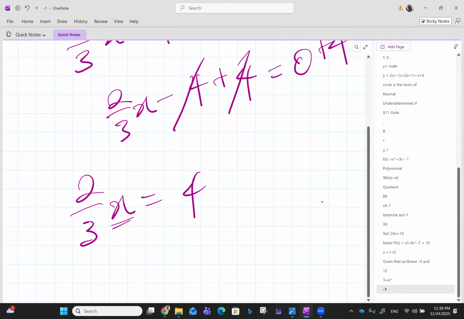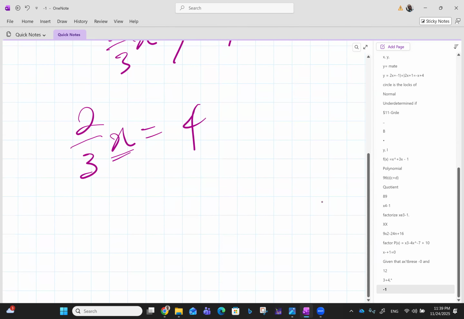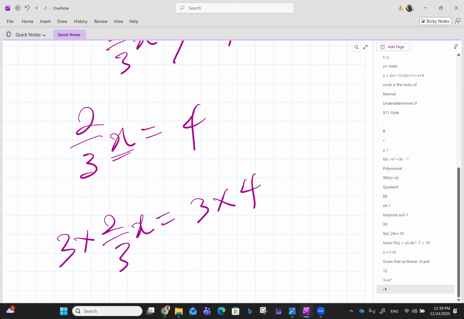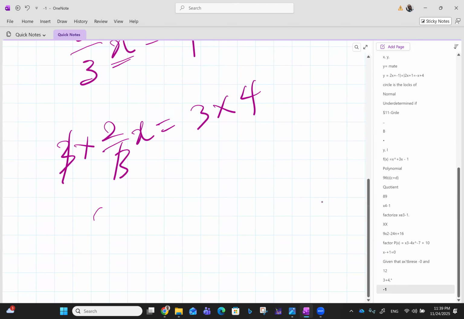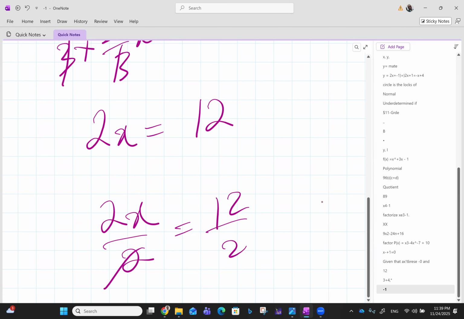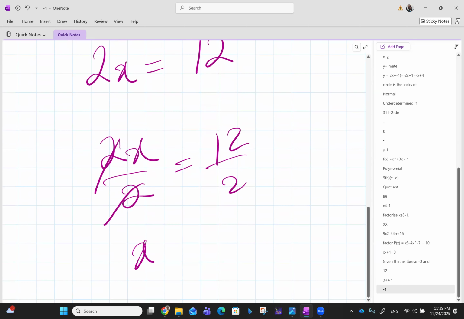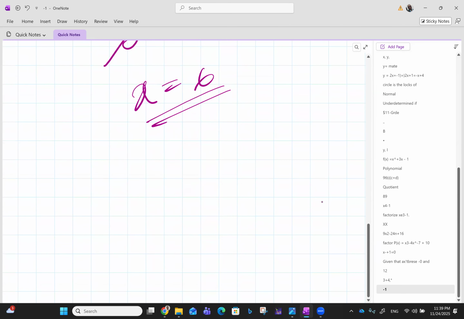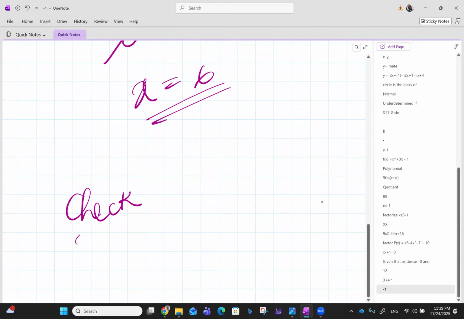Next, you know you're looking for x, so multiply both sides by 3. You have 3 times 2 over 3x equals 3 times 4. The 3 cancels the 3, so you have 2x on the left-hand side equals 3 times 4, which is 12. Now you can divide both sides by 2. So 2x over 2 equals 12 over 2, and x is equal to 6.